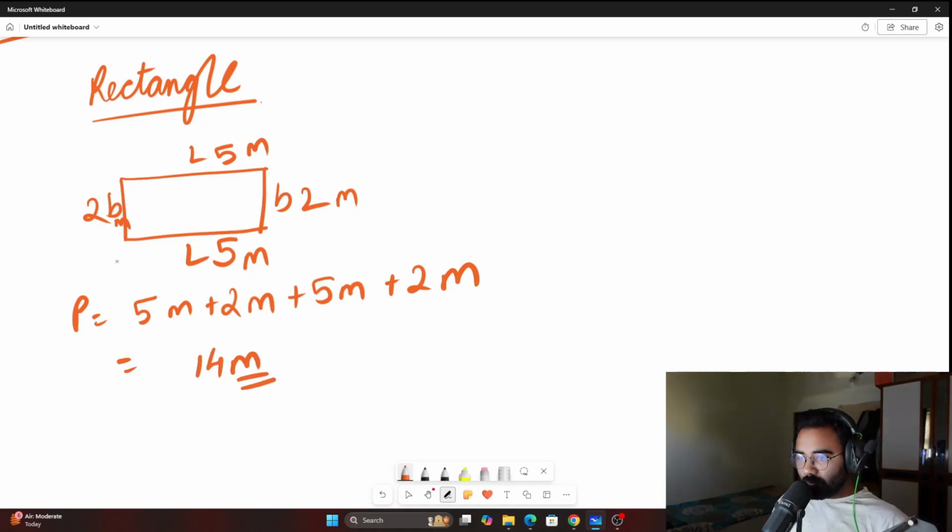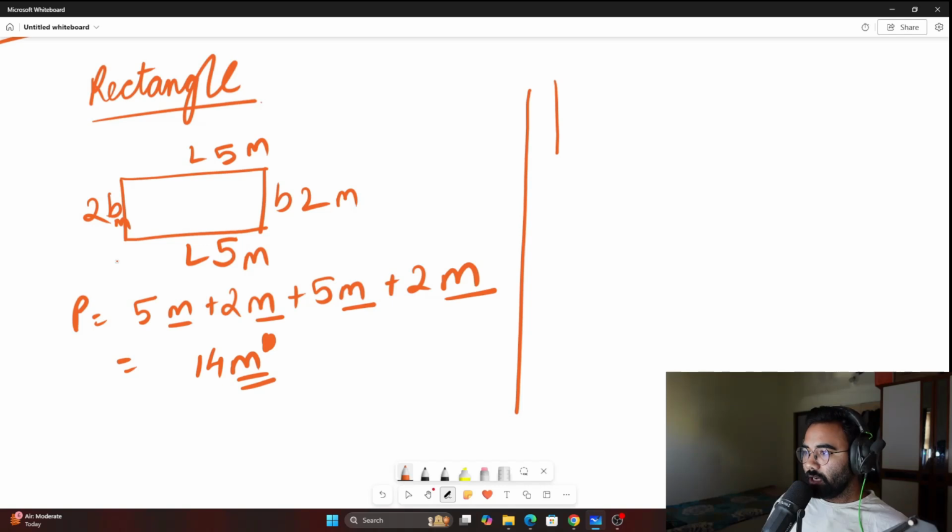Notice the unit. When you are adding up all of them, there is no power over here. Perimeter will simply be in meters. All you have done is simply added all the sides. But when you come to the area, okay, this is a rectangle. The same rectangle, this is 5 meters, this is 5 meters, this is 2 meters, and this is 2 meters.